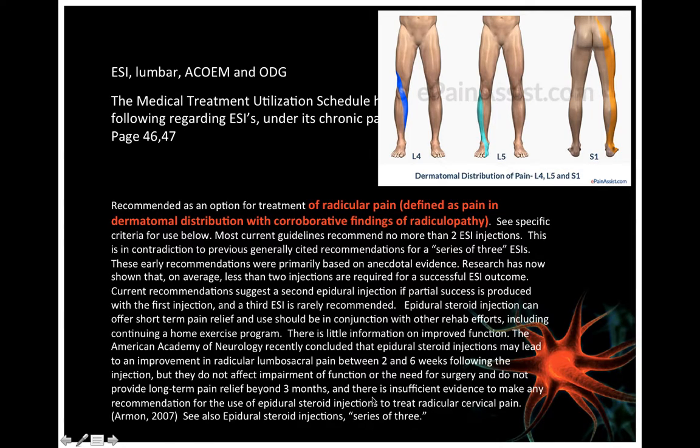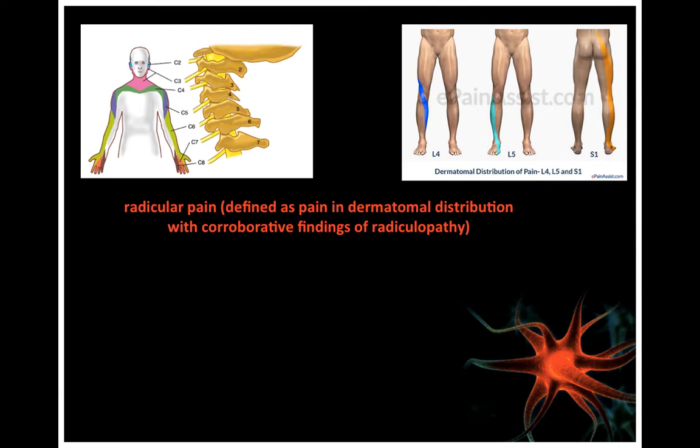And here's a statement. Also, there is insufficient evidence to make any recommendation for the use of epidural steroid injections to treat radicular cervical pain. So there's less evidence for cervical pain. But if they have radiating arm pain and there's either stenosis or herniated disc in the cervical spine, we go for those. If they have severe, significant spinal stenosis in the cervical spine, we have to be a little more careful, but you can ask for those. Okay, next, go to the next slide.